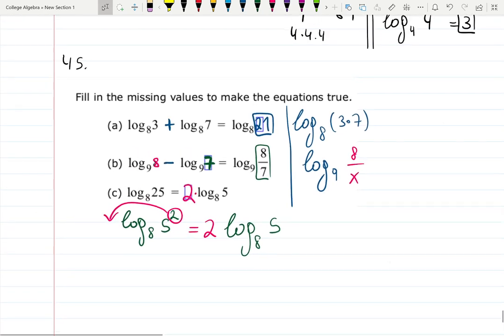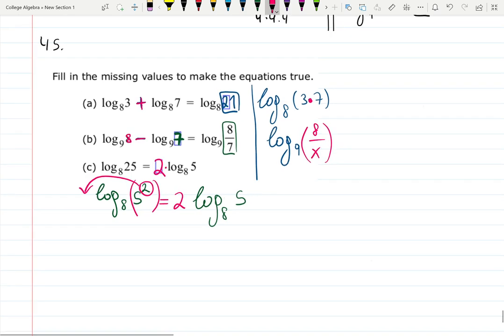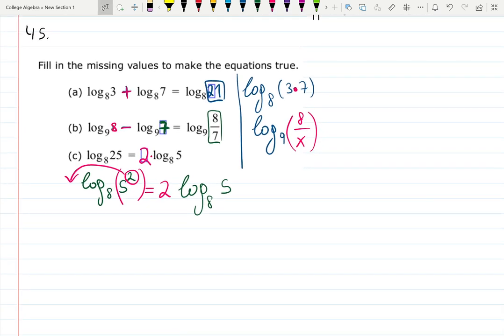I always like them because they're fun. I like how the power can jump down, but only if it's inside of the log. I like how many logs added together can merge into the product inside of the log, or many subtracted logs can create a fraction inside of the log. This is kind of fun, you know? It's like little games you play with logarithmic and exponential functions.